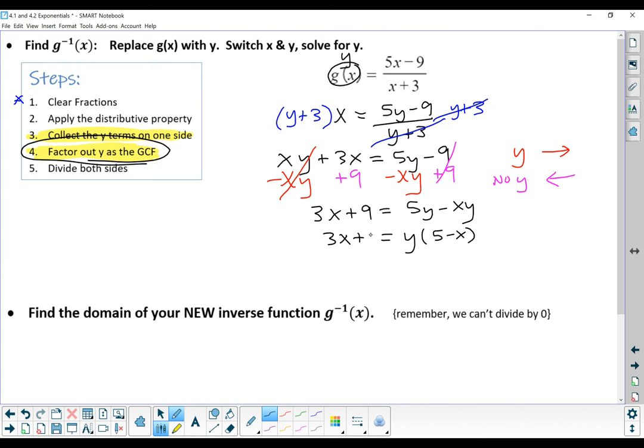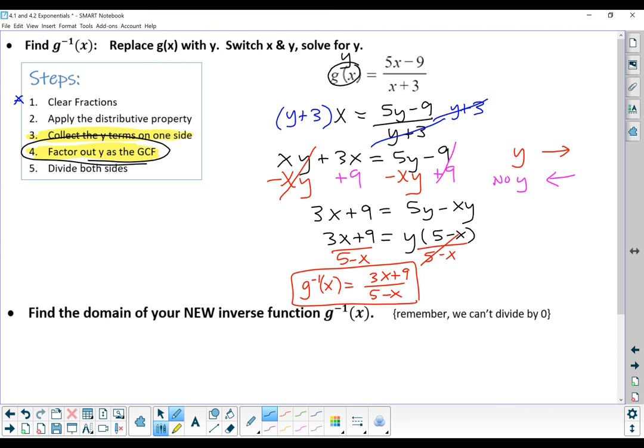And then we are almost done. Our last step is to divide. We're going to divide by 5 minus x, which gets that y alone. So our inverse function g inverse of x is 3x plus 9 over 5 minus x. So we would type that in as our inverse function.